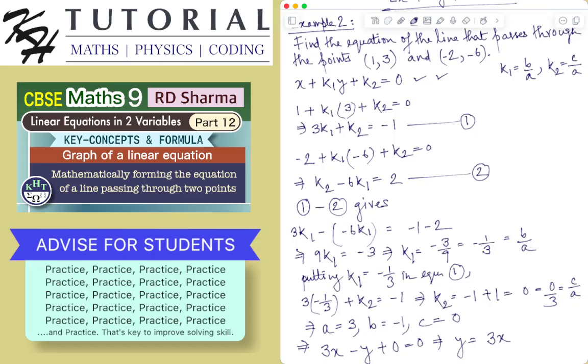This will be the equation of the graph that passes through the given points. You can verify that the points 1 comma 3 and -2 comma -6 will lie on the graph of this equation. That is, 1 comma 3 will be a root of this equation, as well as -2 comma -6 will also be a root of this equation.